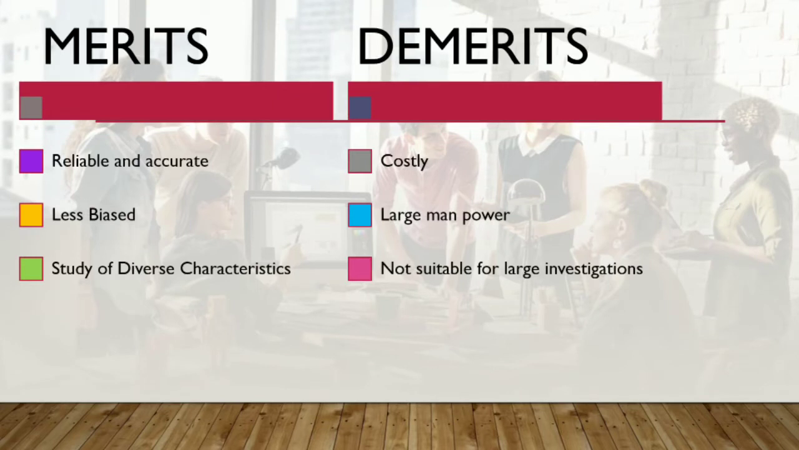So let us know the merits and demerits of census method. Just think about when we are studying each and every individual of the question in hand. The result will be reliable and it will be accurate also. And at the same time, as we are getting all the information, there will be no partiality from either the investigator's side or the people's side, as we are investigating each and every item of the population. And as we are taking each and every item, we are studying diverse characteristics. There are many more merits, but I have come up with these three.